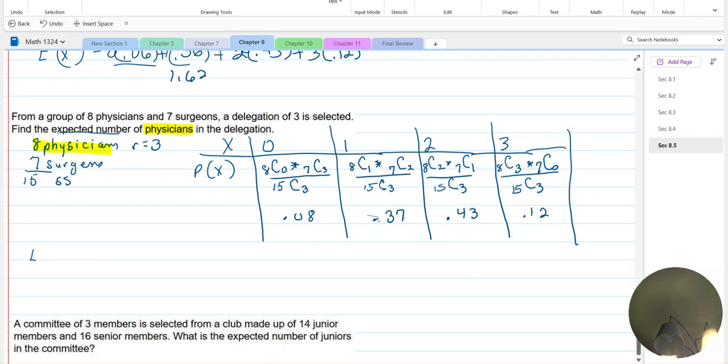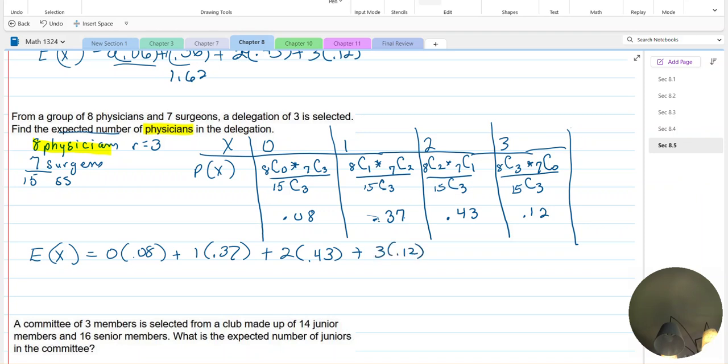Okay, so we want the expected value of our independent variable x. So we have 0 times 0.08 plus 1 times the 0.37 plus 2 times the 0.43 plus 3 times the 0.12. There you go.